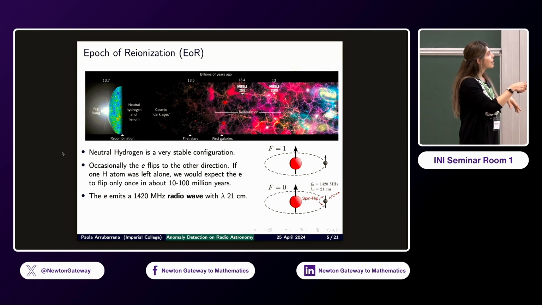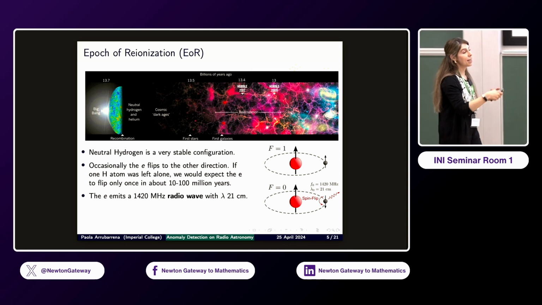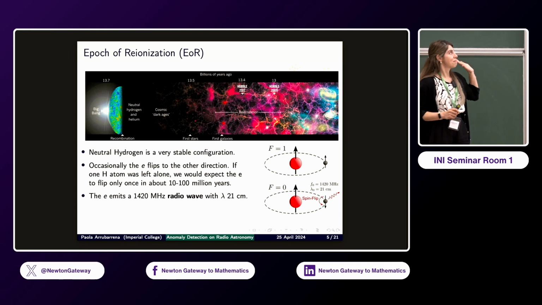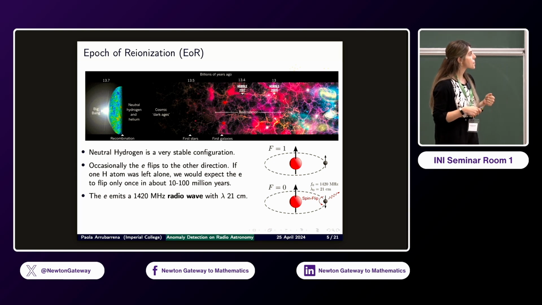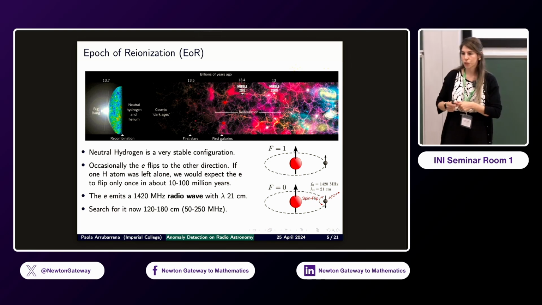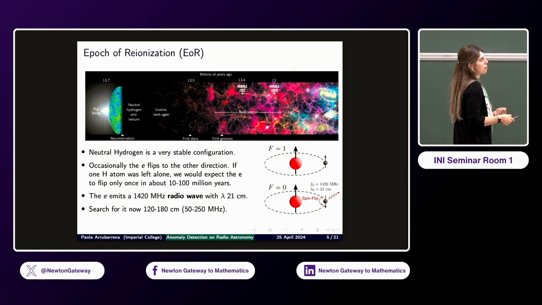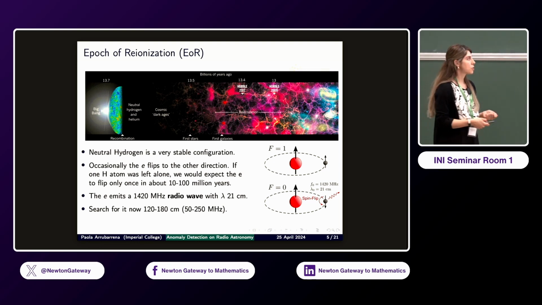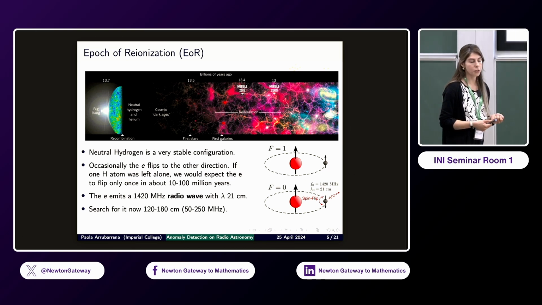So that's why they think that if we had only hydrogen sitting there for millions and millions of years, this kind of effect should have happened also back then. Now, they're looking for this signal. They're not looking for it at the 21 centimeter line because, of course, the universe has expanded and stretched everything on its way. So they're going to be looking at around 120 to 180 centimeters, or they're building the telescopes to look at 50 to 250 megahertz.